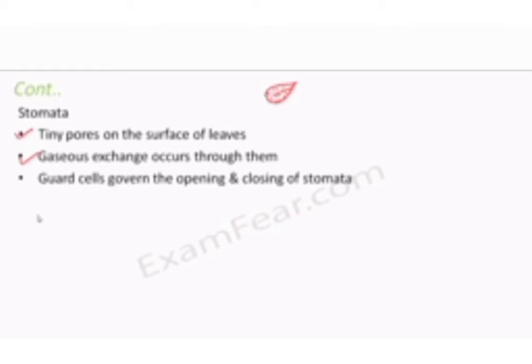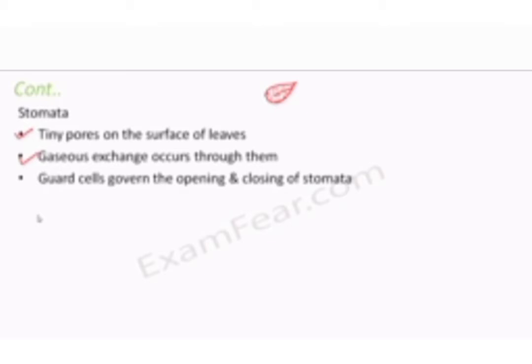Now, due to the presence of these small pores, the way carbon dioxide can enter inside the leaves, in a similar way, water can also go out through those small pores. If there are so many pores on the surface of a leaf, a good portion of the water which the plant takes for itself can escape out from these pores. So too much water loss can happen. Therefore, these pores should not be kept open all the time.